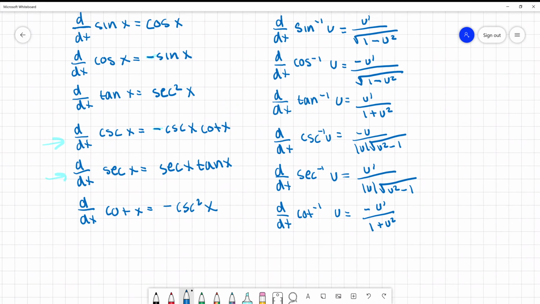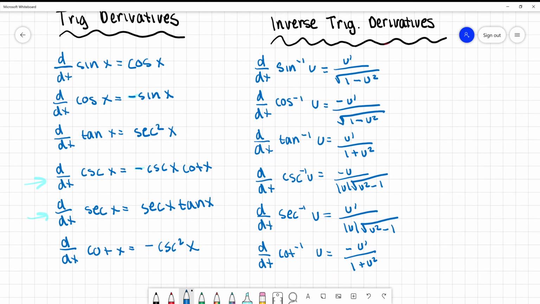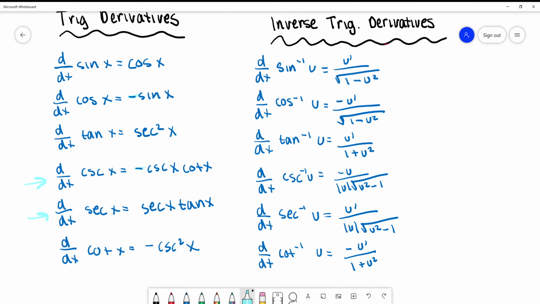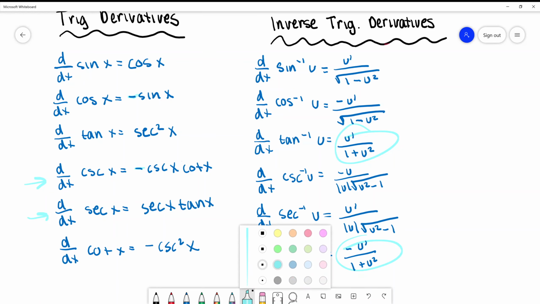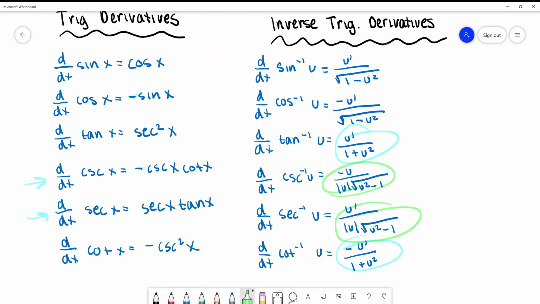With the inverse trig derivatives, there are a few of the derivatives that kind of have a pattern. For example, for arccotangent and arctangent, they're the same thing, but one is negative and one is positive. It's the same thing for cosecant and secant. And lastly, the same thing happens with arc sine and arc cosine.